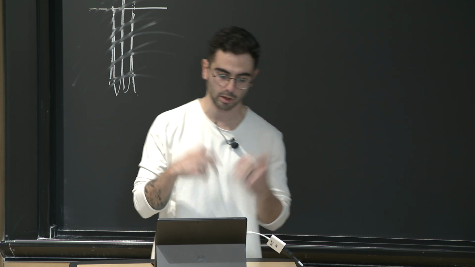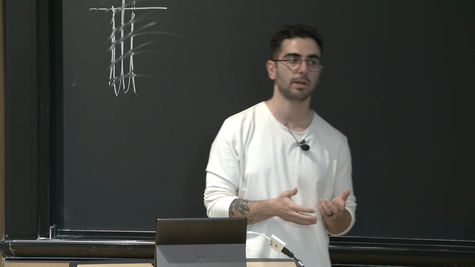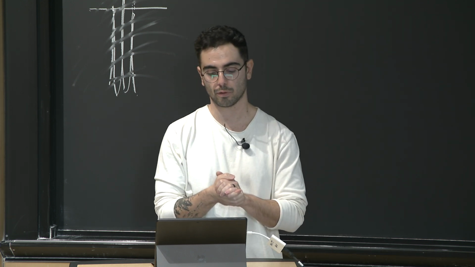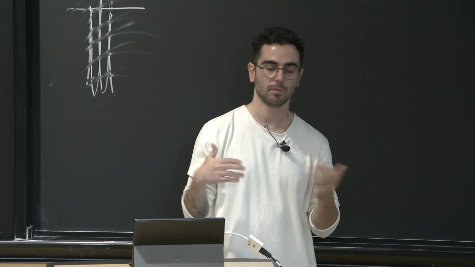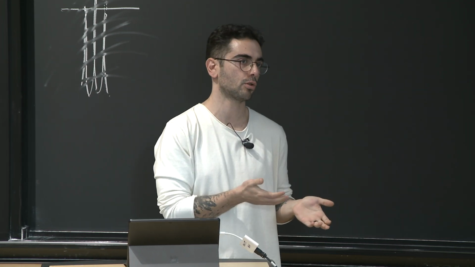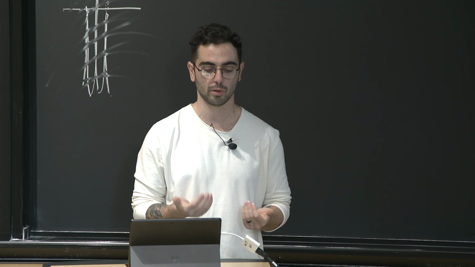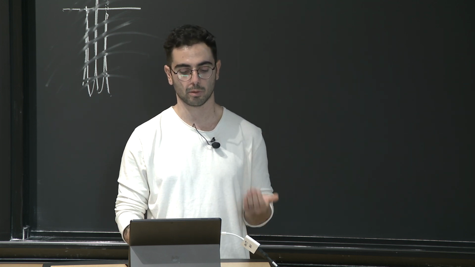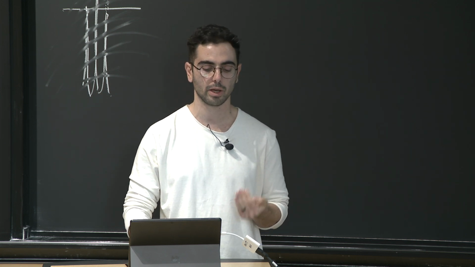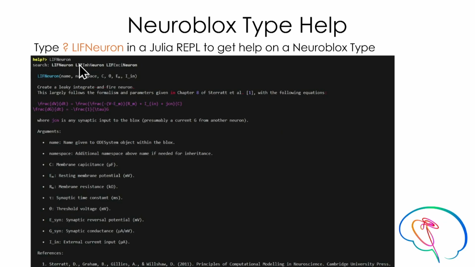Now, because NeuroBlox already comes with a lot of blocks implemented, one way of looking at them would be looking directly at the source code. If you want to do that, that's fine. But I would say an easier, more user-friendly way is to go through help. And this is a general Julia feature.